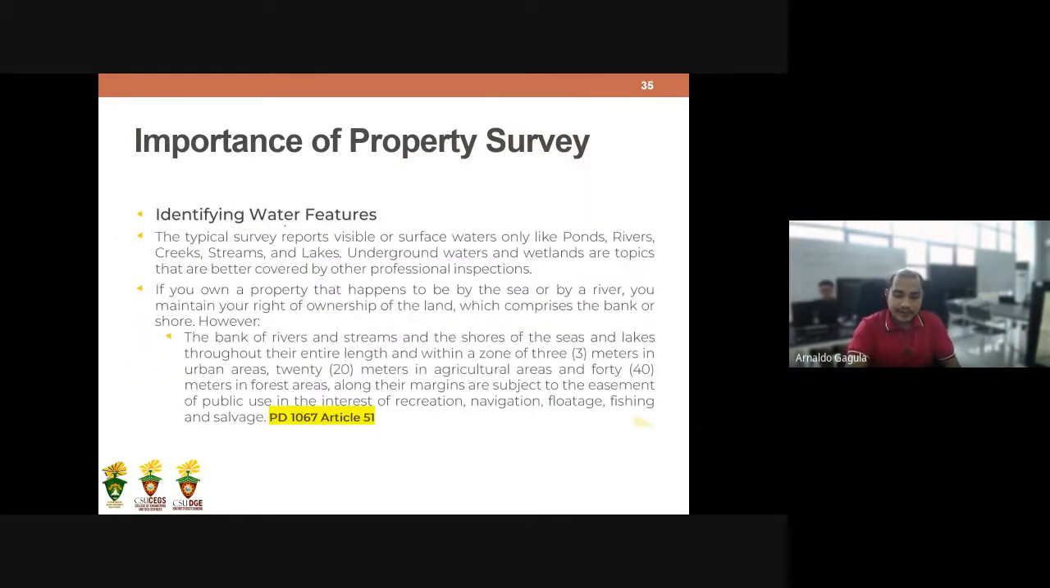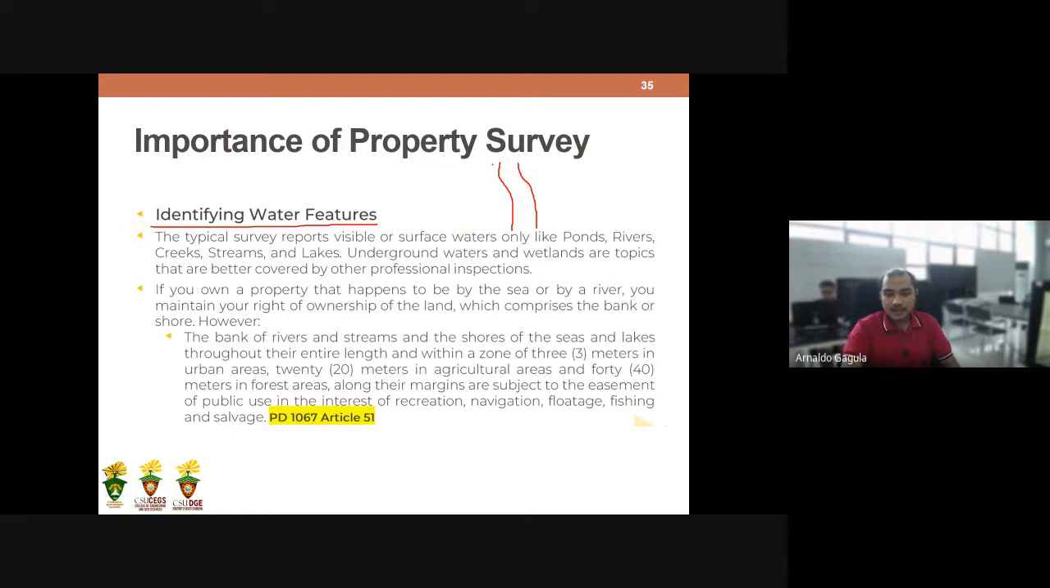Next is identifying water features. Another importance of property survey. Typical survey reports visible or surface waters like ponds, rivers, creeks, streams, and lakes. Underground waters and wetlands are topics that are better covered by professional inspections. So if you own a property that happens to be by the sea or by a river, you maintain your right of ownership of that land, which comprises the bank or shore. This applies to properties near rivers, streams, and so on.